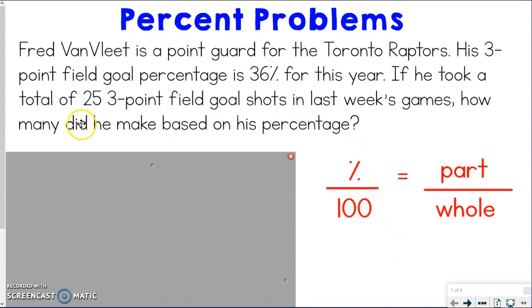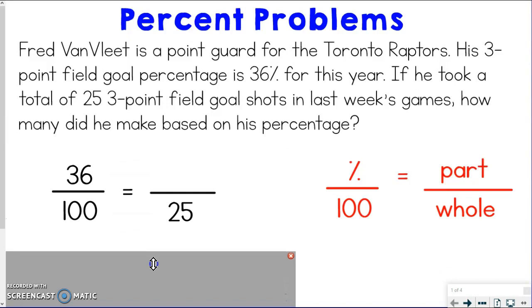Then I need to figure out if this 25 is the part or the whole. Because it says if he took a total of 25, I know that's the whole. So this is how my proportion should look. I've got the percent over 100, and then I've got blank over 25, and I'm looking for the part because the 25 is the total, the whole, so that goes on the bottom. So now it's just a proportion problem that we've been working with over and over and over again.